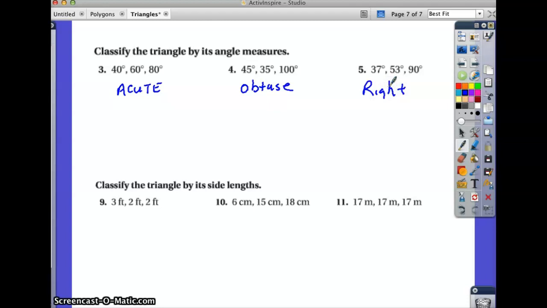Now we're going to classify by side lengths. 3, 2, and 2. Since two of them are congruent, that makes it an isosceles triangle. Isosceles. Spell it correctly. Next, you've got 6, 15, and 18. They're all different. Makes it a scalene triangle. And on 17, 17, and 17, that makes it an equilateral. Equilateral.